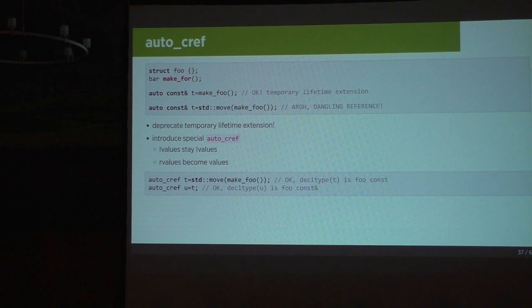They are an ugly duckling in the type system. With auto, you can do something much, much better. Why not give this thing the right type? Let's call it auto CREF. I don't really care much about how it's being called. But when you assign an L value reference to it, it should produce an L value reference. If you assign an R value reference to it, it should turn that R value reference into a value. It should basically take care of holding on to ephemeral values that will go out of scope pretty soon.